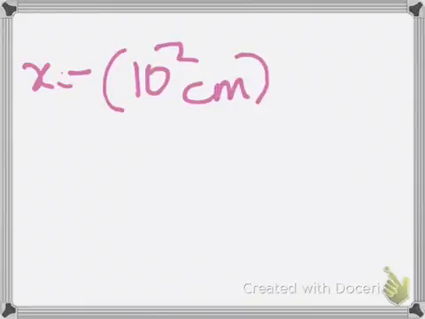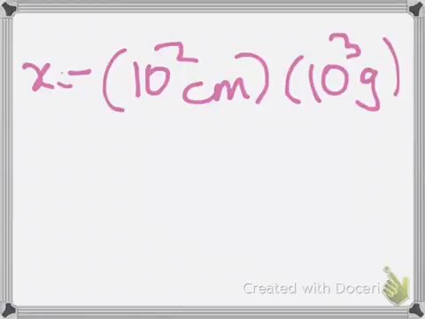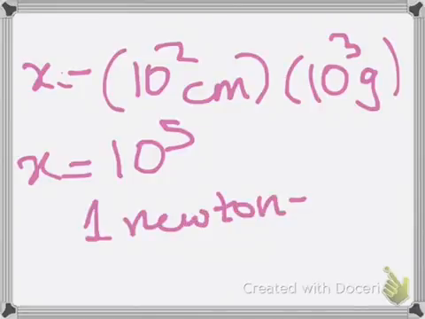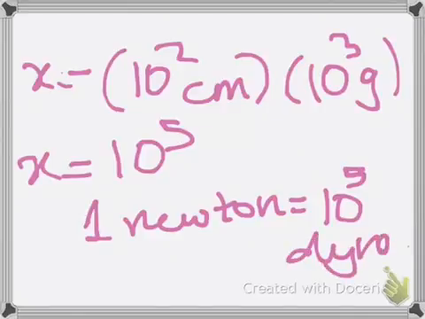So here, let us write it again, we have 10 raised to 2 centimeter into 10 raised to 3 gram, which gives us x is equal to 10 raised to 5. So 1 Newton is 10 raised to 5 dyne. And that is the significance of dimensional analysis, and also to establish the relationship between related physical quantities.